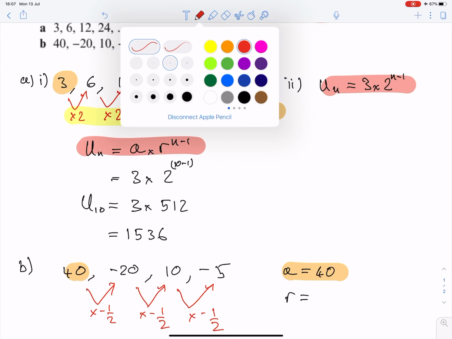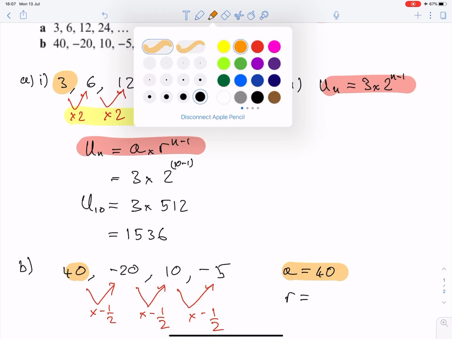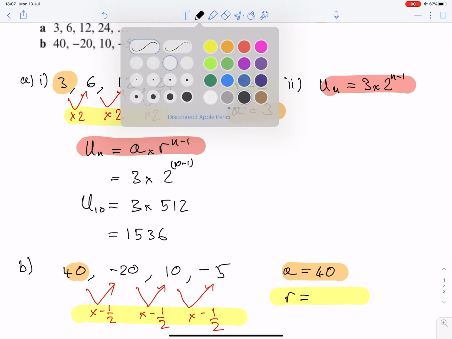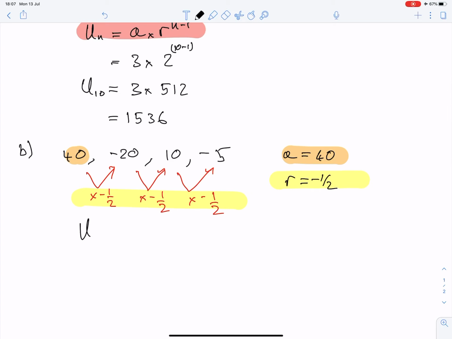So our common ratio, which is constant throughout, is going to be negative a half. So Un equals A, which is 40, times the common ratio, which is negative a half, to the n minus 1. We've actually done part 2 first there. So that's the answer to part 2, just substituting in for A and for R.